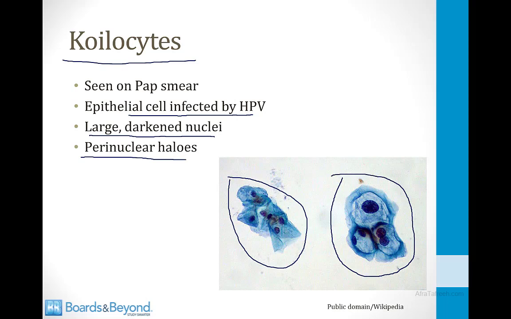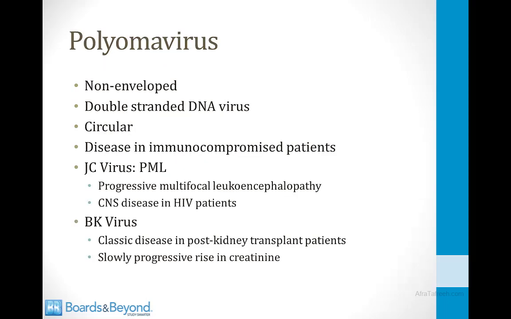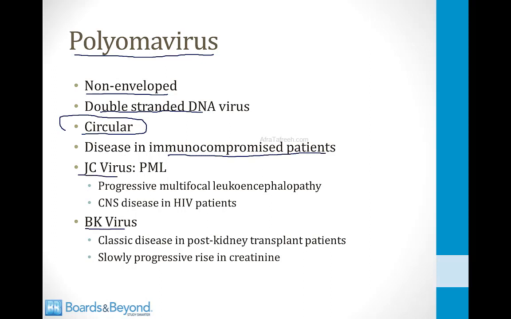The next family of DNA viruses are the polyomaviruses. These are non-enveloped viruses. They have double-stranded DNA, and they have a circular genome. There are two viruses that are medically important in this family, and they both cause disease in immunocompromised patients. The two viruses are called the JC virus and the BK virus, and they're named for the initials of the first patients who were found to have infection with these viruses.